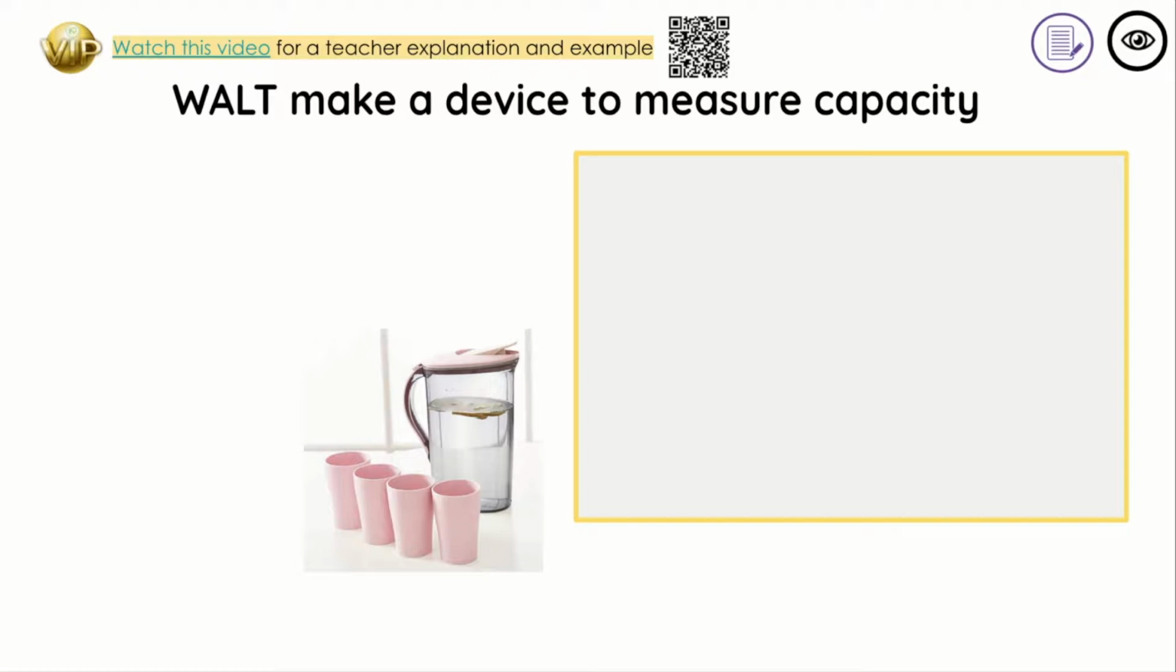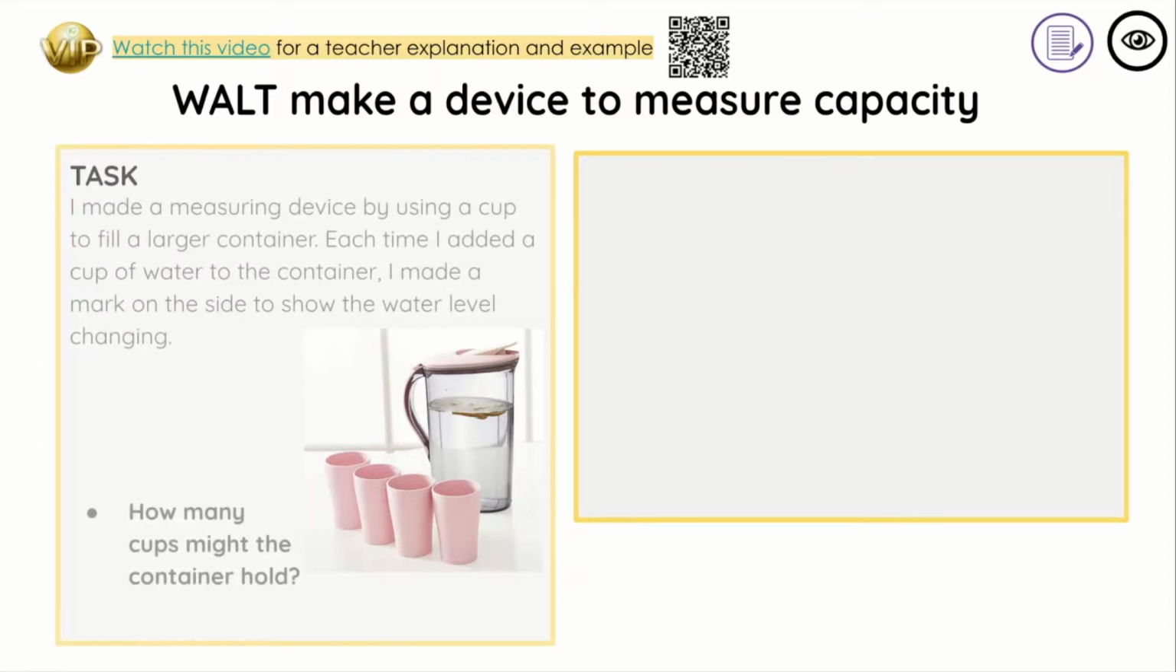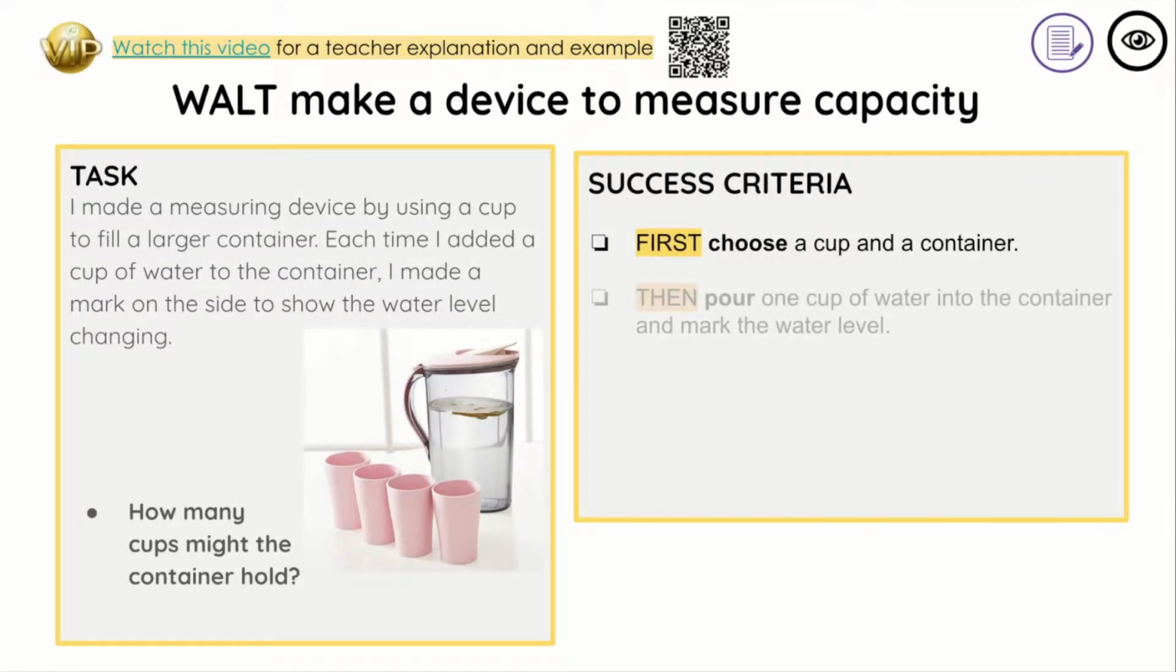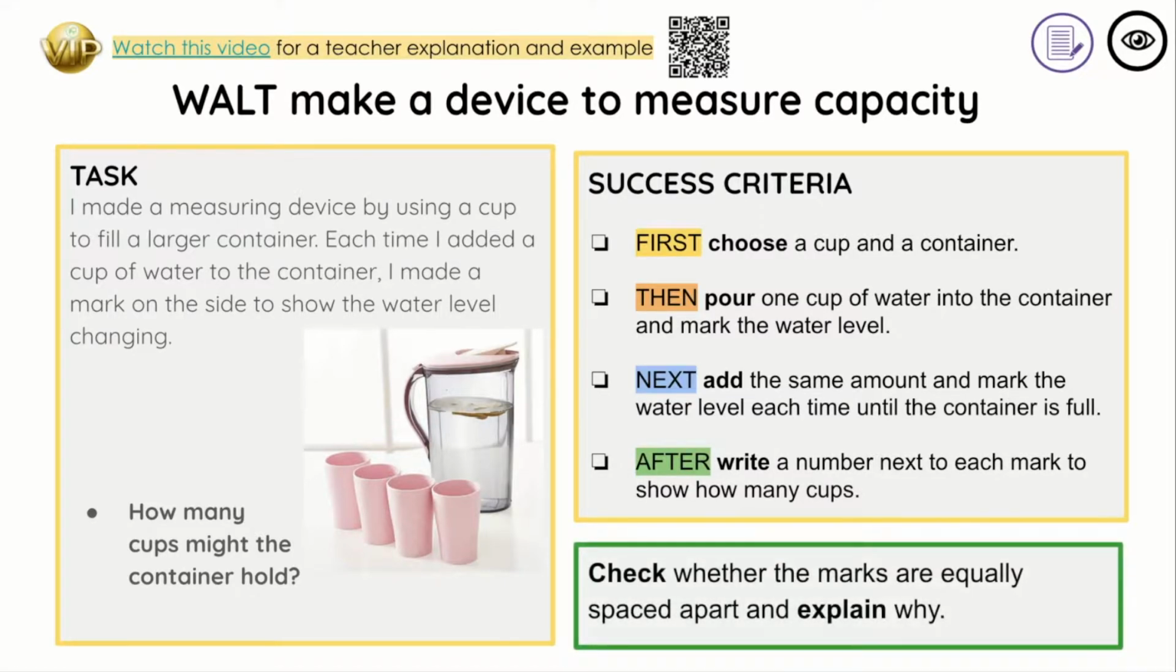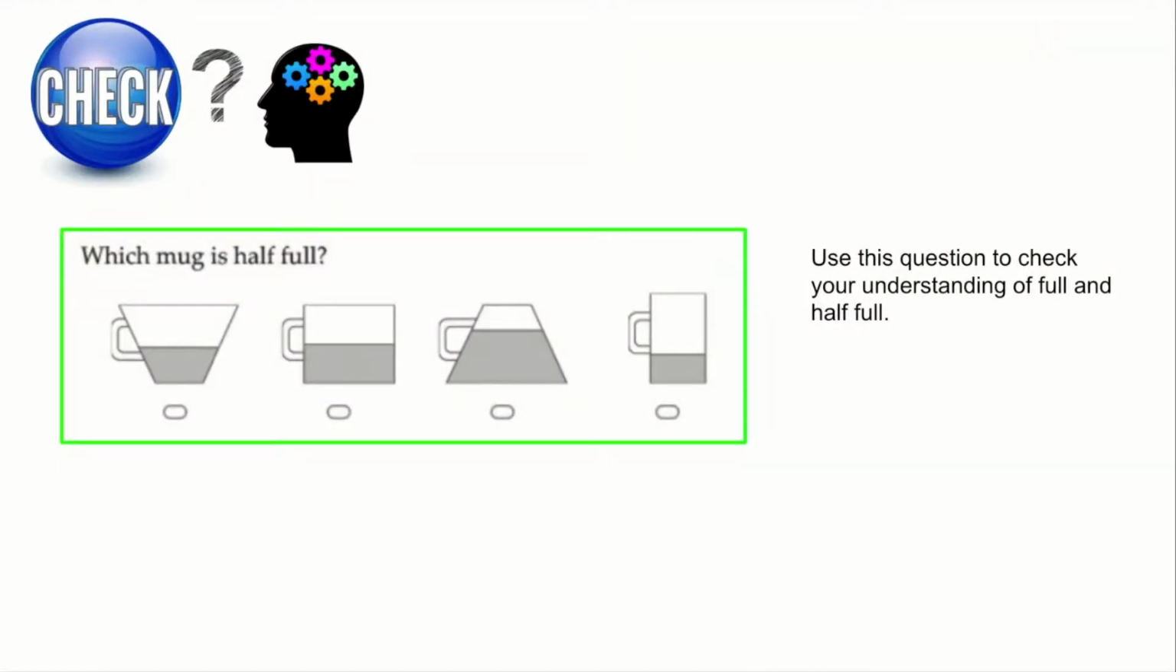And for the first task, we are learning to make a device to measure capacity. So you can see the task here, and I'm going to go through this in detail in the next video. So please look out for what's happening next. Once you have finished looking at that, there is a check understanding question to think about after you finish the first task. Which mug is half full?